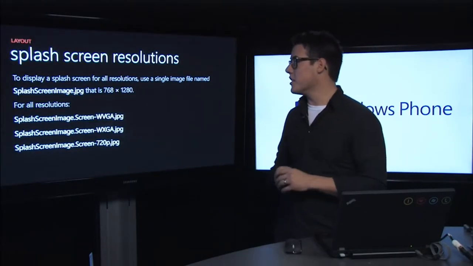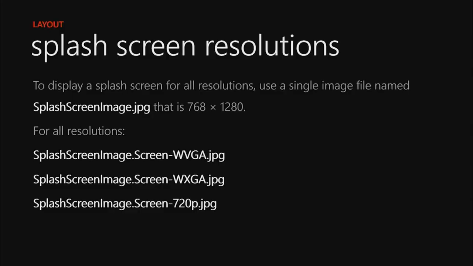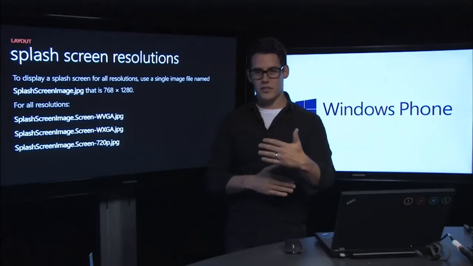Here's a couple of things to note when you're designing as a designer for multiple resolutions. To display a splash screen for all different resolutions, there are some great helpers out there that'll grab the right size images for you. You might want to check out windowsphone.com to see those. Here's something that's actually built into the SDK. To display a splash screen for all resolutions, use a single image file named SplashScreenImage.jpg that's 768 by 1280, and it will handle all the resolutions for you.